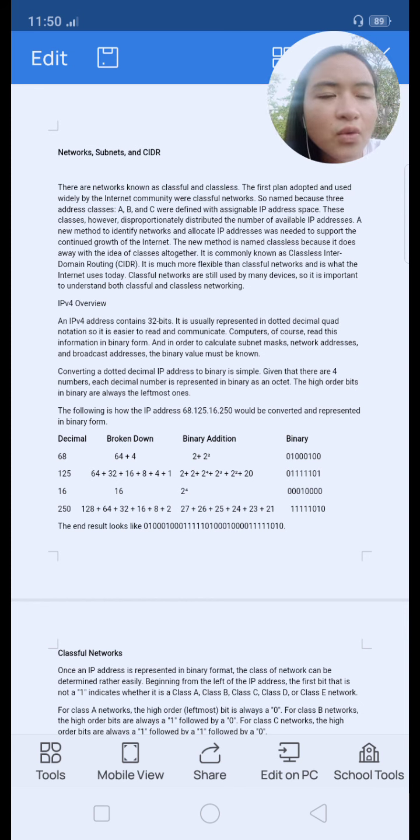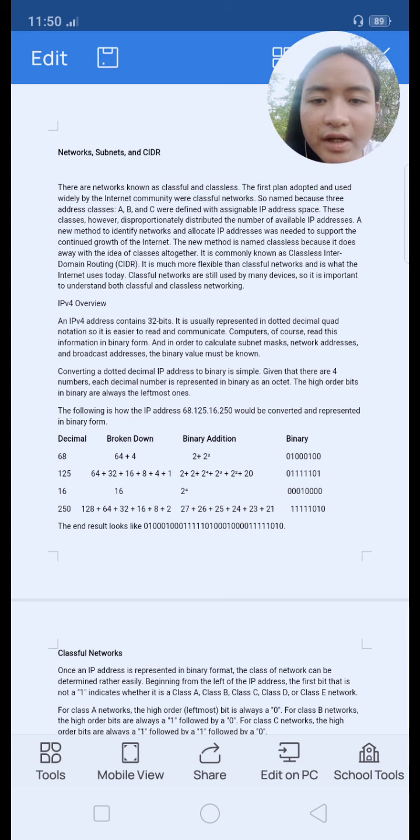So for today's video, I am going to discuss networks, subnets, and CIDR. So there are networks known as classful and classless. The first plan adopted and used widely by the Internet community were classful networks, so named because three address classes, A, B, and C, were defined with assignable IP address space. These classes, however, disproportionately distributed the number of available IP addresses.